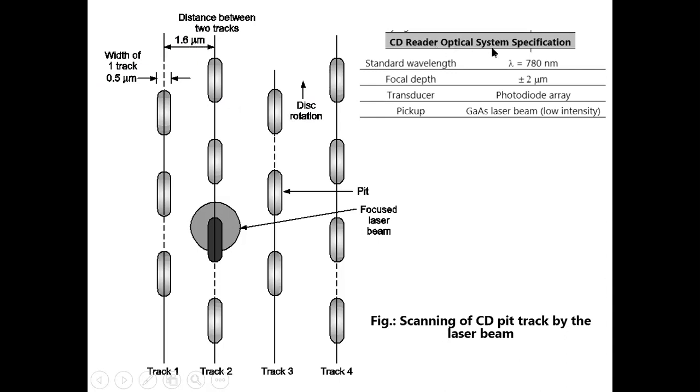Now if you see the CD reader optical specification or audio CD, the maximum capacity of the CD recorded data is 700 MB. So standard wavelength is lambda 780 nanometer. Focal length plus minus 2 micrometer. Transducer is a photodiode array, which is used to convert optical signal into equivalent electrical signal, and the pickup is a gallium arsenide laser beam. Low intensity gallium arsenide laser beam is used for reading the data which is recorded in photoresistance material in the form of ones and zeros.